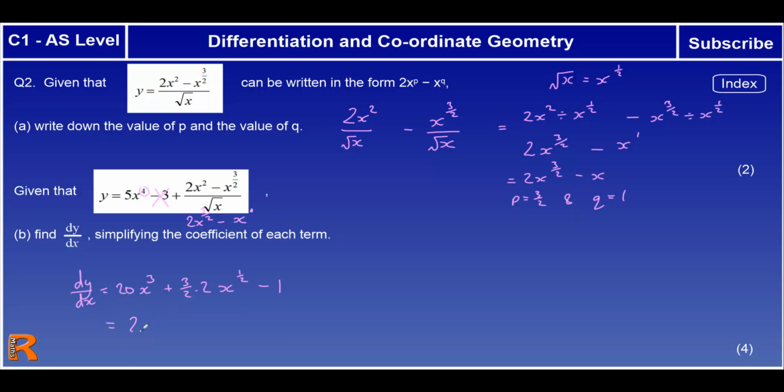Just tidy that up, and we've just got 1 1/2 times a half times 2 is 3. These 2's cancel. Think about that, the diagonals cancel to give us 3, and we end up with that expression there for 4 marks.